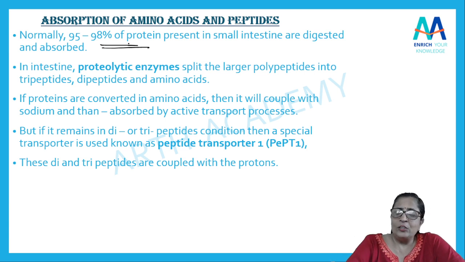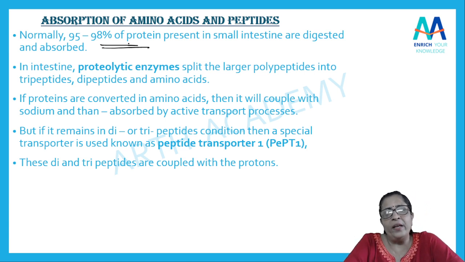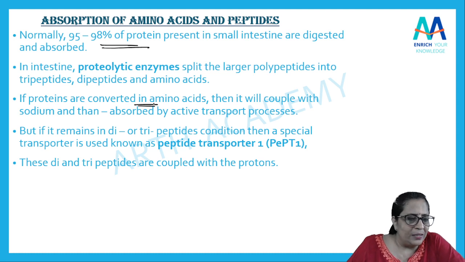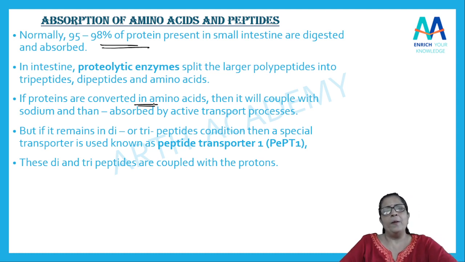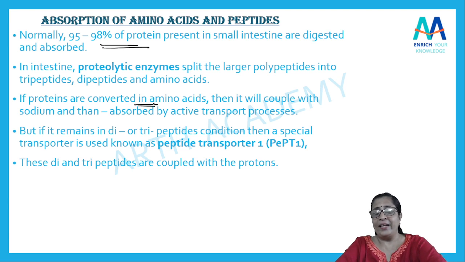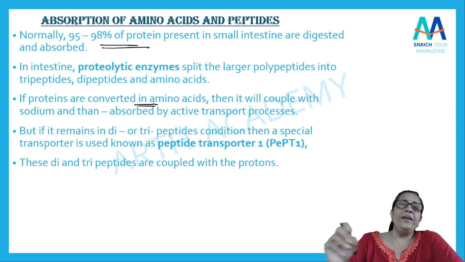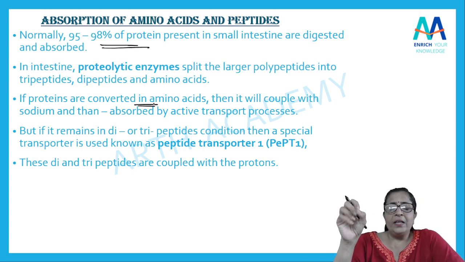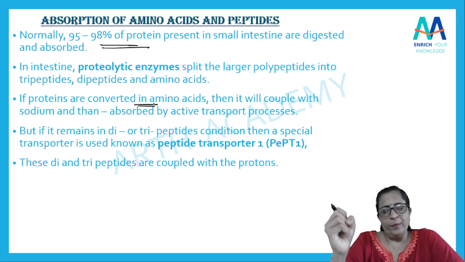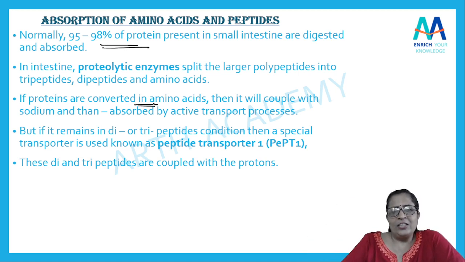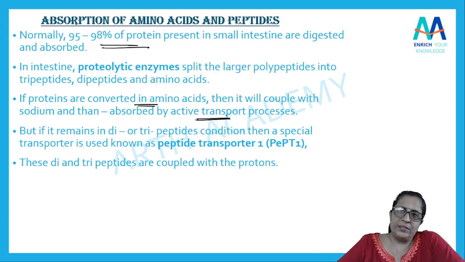So कुछ अमाइनो एसिड्स में स्प्लिट हो जाएगा डायरेक्टली, कुछ डाइपेप्टाइड में रहेगा, कोई ट्राइपेप्टाइड में रहेगा. In that way they will be split up. Now if the proteins are converted into amino acids. Just remember, if the proteins are converted directly into amino acids, यदि amino acids में उनका conversion हो गया तो क्या होगा, ये amino acid सोडियम के साथ कपल करेगा, सोडियम के साथ मिल जाएगा, and it will be co-transported or it will be absorbed into the cell, yes, by active transport process.